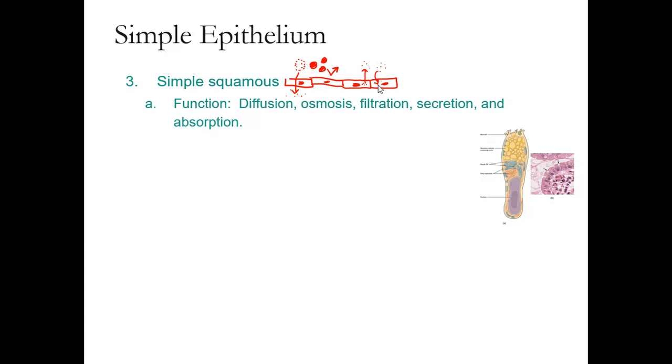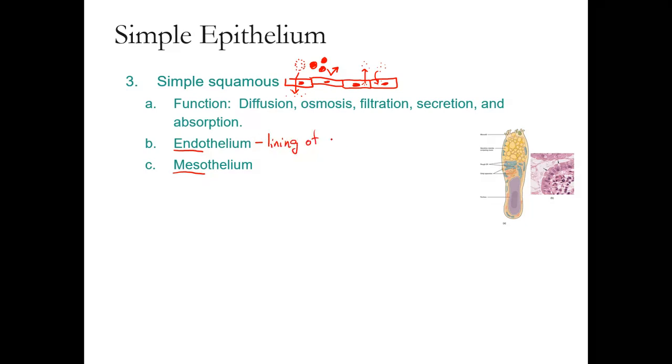So it's not very strong, if you can imagine that. There are a couple of specific examples of simple squamous. One is called endothelium, and the other is called mesothelium. If you look at the prefix, we have endo, meaning inside, and meso, meaning middle, right? So the endothelium is the lining of your blood vessels, and actually your heart too. So we're going to say it's the lining of the cardiovascular system.